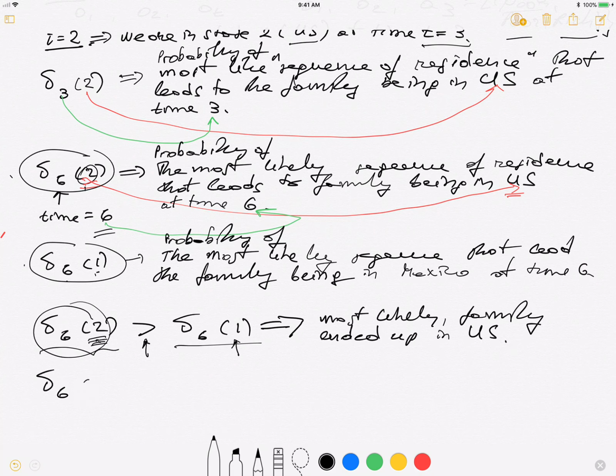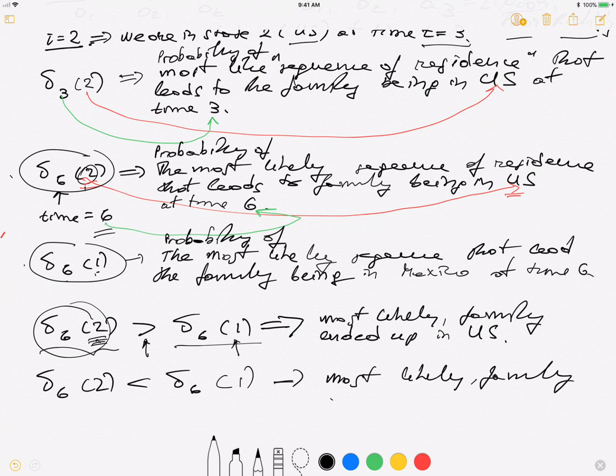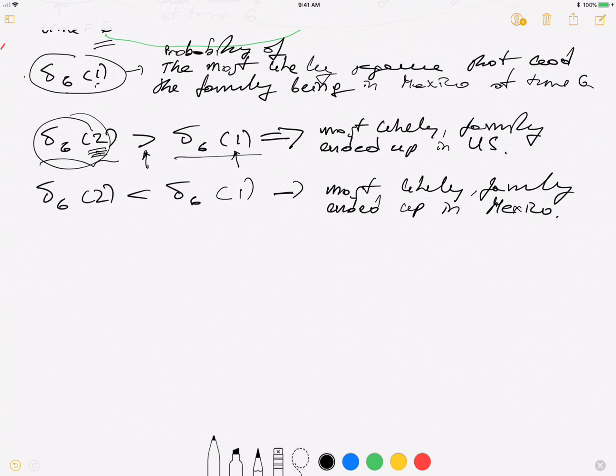So, if the opposite is true, the family most likely ended up in Mexico. This is a very important observation, because ultimately we're going to calculate this probability and this probability, and based on these two probabilities we will find out where the family most likely ended up.